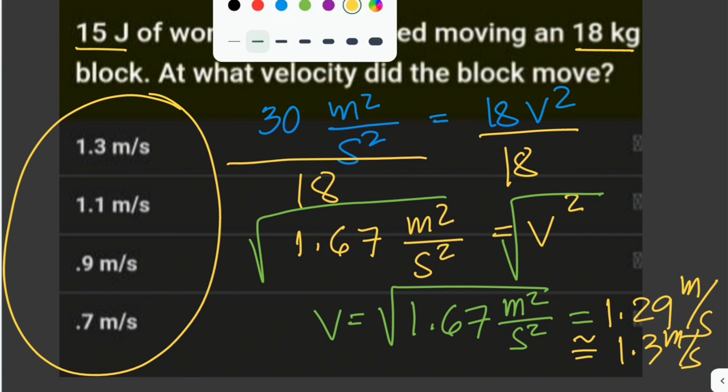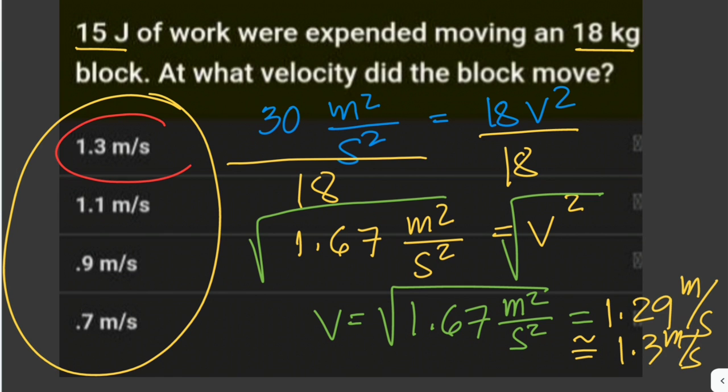So the answer here is this one. So the velocity at which the block moved is 1.3 meters per second.